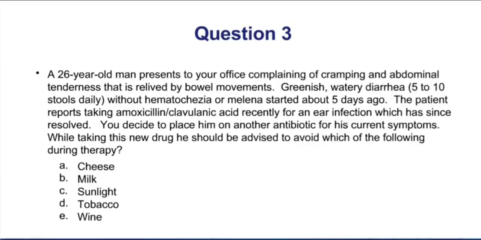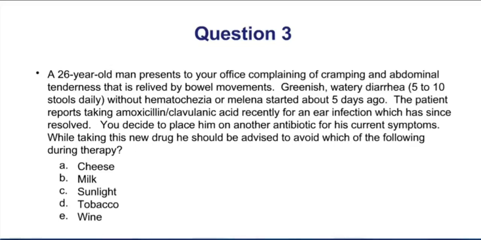Here's question number 3. Pause the video, and then we will discuss. A 26-year-old man presents to your office complaining of cramping and abdominal tenderness that is relieved by bowel movements. Greenish watery diarrhea, 5 to 10 stools daily without hematochezia or melena, started about 5 days ago. The patient reports taking amoxicillin-clavulanic acid recently for an ear infection, which has since resolved. You decide to place him on another antibiotic for his current symptoms. While taking this new drug, he should be advised to avoid which of the following during therapy?